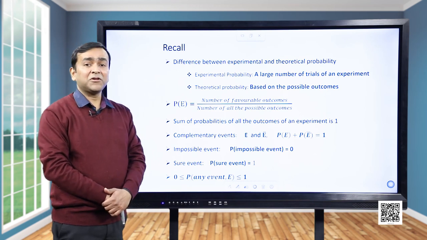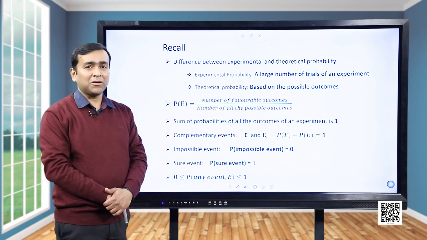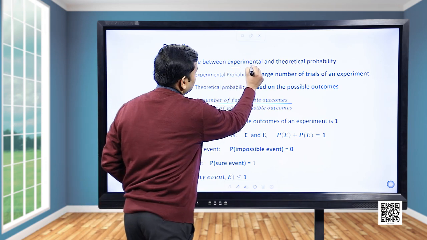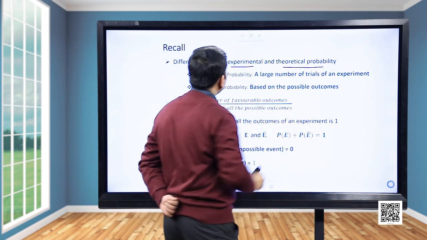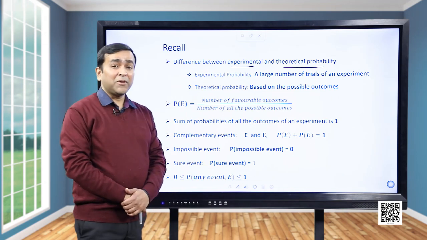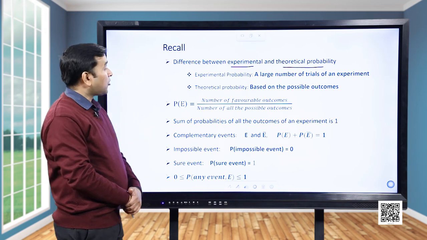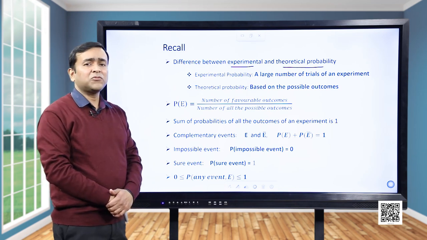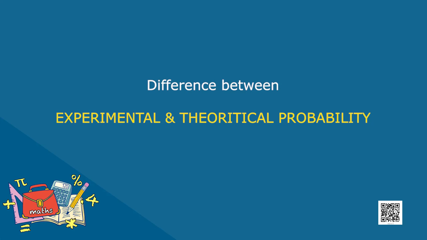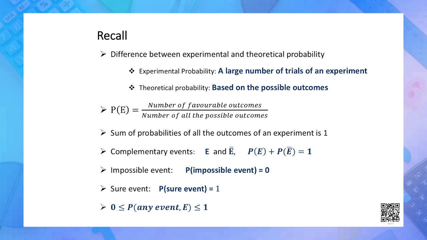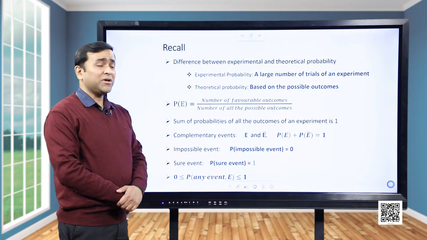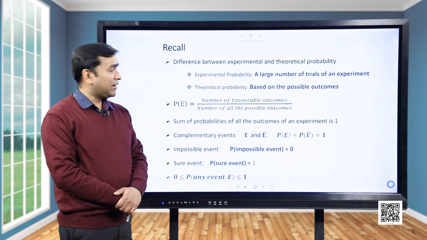We had studied the difference between experimental probability and theoretical probability. We know that experimental probability depends on a large number of trials of an experiment, and theoretical probability is based on possible outcomes of an event.